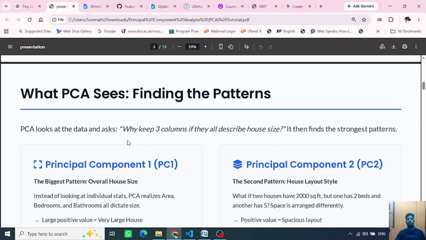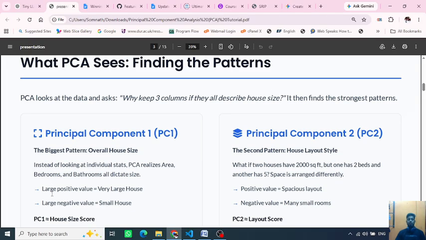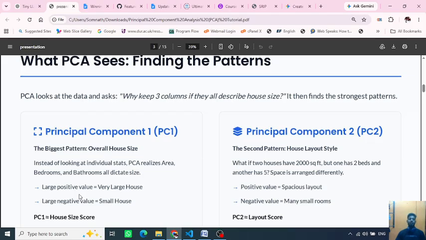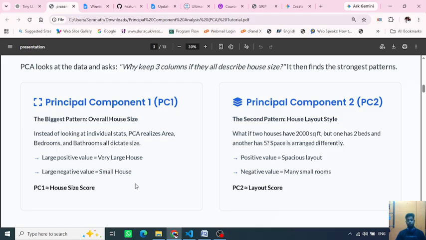So what it does is create principal component one first. It's the biggest pattern. The biggest pattern is overall house size. Instead of looking at individual stats, we realize area, bedrooms and bathrooms all dictate size. So a large positive value equals a very large house, and a large negative value equals a small house. PC1 is equivalent to a house size score.